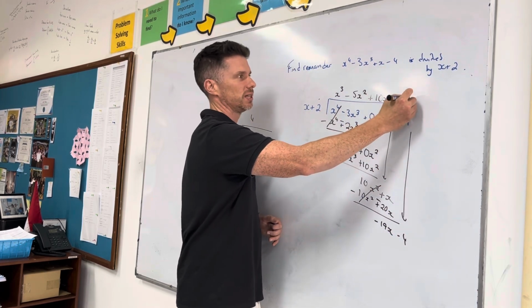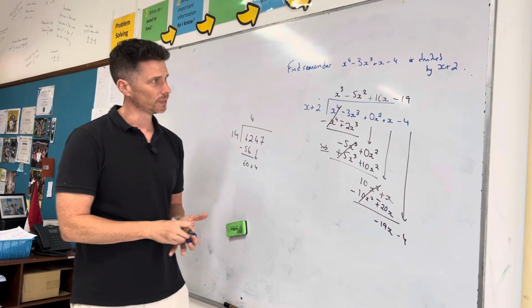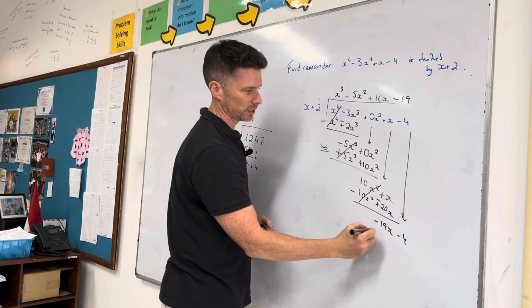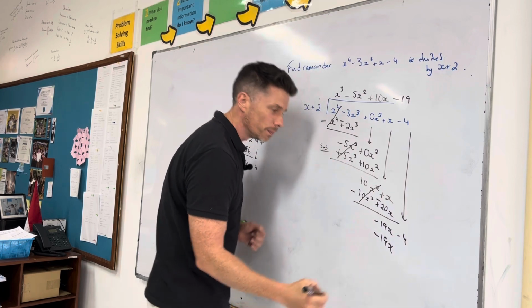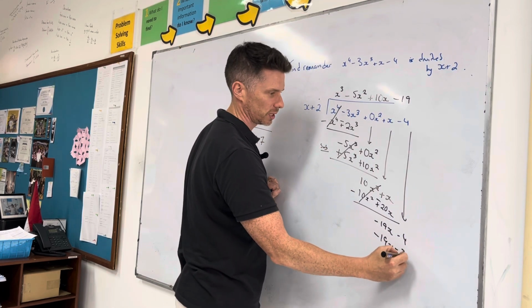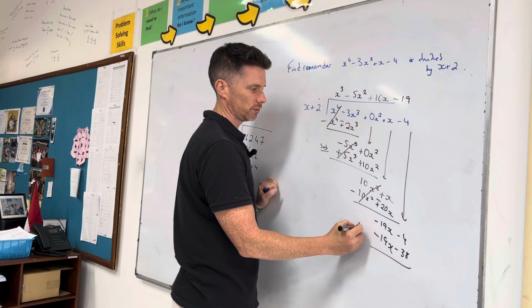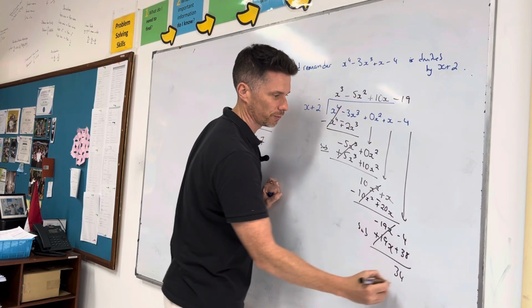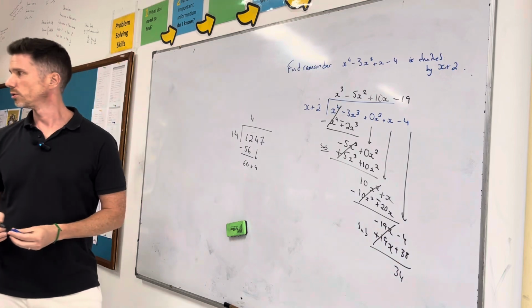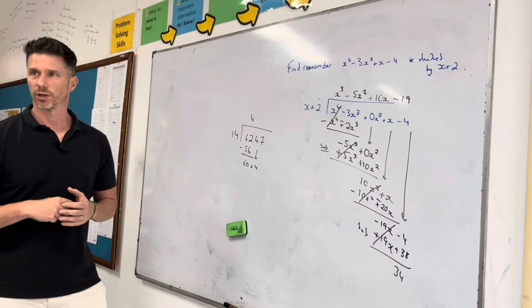It's minus 19. Minus 19 times this gives minus 19x. Minus 19 times this gives minus 38. Draw a line underneath. We're going to subtract, so this changes to plus, plus, change sign, 34. I've answered the question. The remainder is 34.